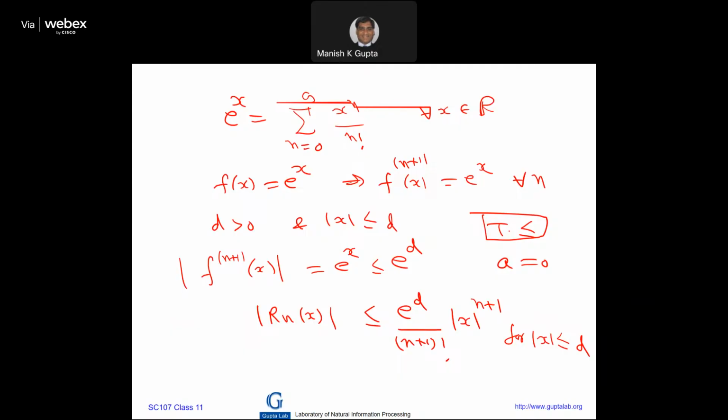So from the sandwich theorem, or squeeze theorem, Rn of x is 0. Because the limit as n tends to infinity of x raised to n divided by factorial n is 0. And hence the result, right?